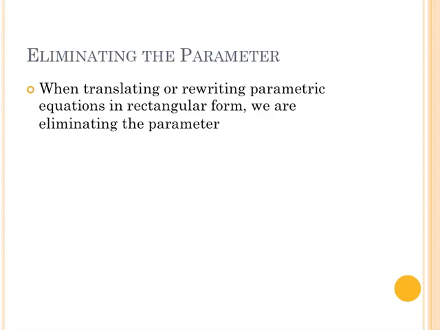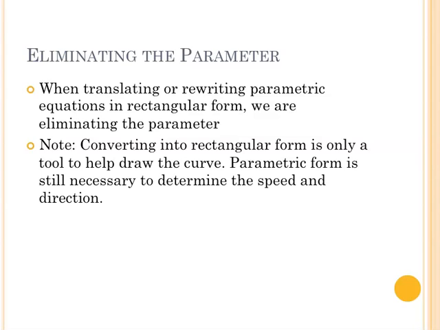Now, you might be wondering to yourself, well, if you can convert it into rectangular form, then what's the point of having something in parametric form? So in parametric form, we are able to determine speed and direction, whereas in rectangular form, we are not. However, rectangular form can be useful, particularly when it might be difficult to draw what the curve is, or it can just make it a little easier to figure out what it looks like. So just note that converting into rectangular form is only a tool to help draw the curve. Parametric form is still necessary to determine the speed and direction.